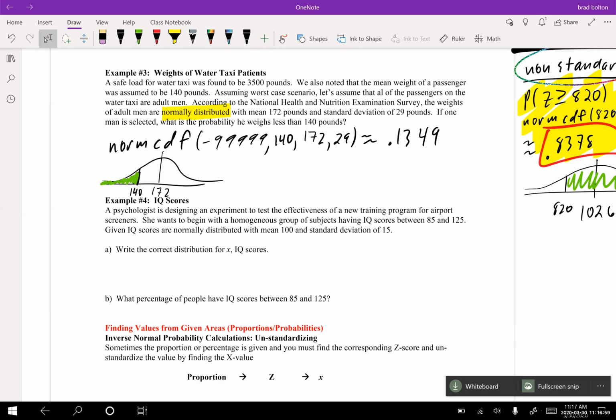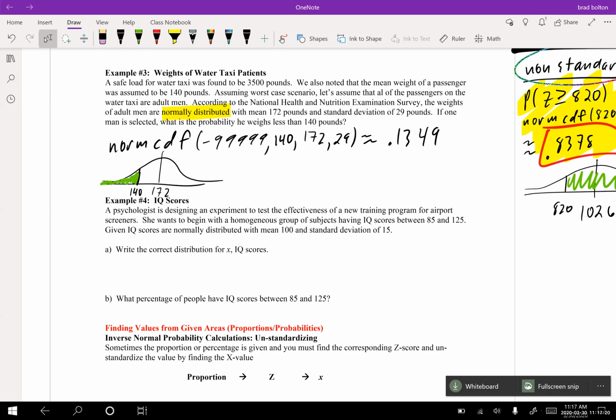I would assume a long time ago, before everyone had a graphing calculator, everybody had to standardize everything because we only had the charts to work with. So you would have to standardize every single one of these problems. You would have to turn it into a z-score, and then from there you could use your tables or charts. But for us, we're going to rely on technology.